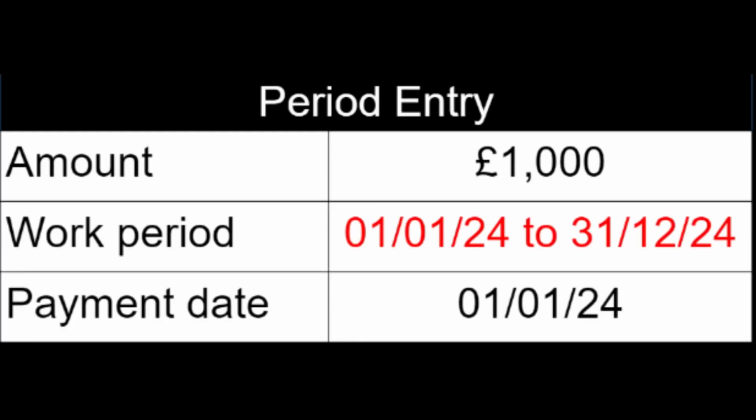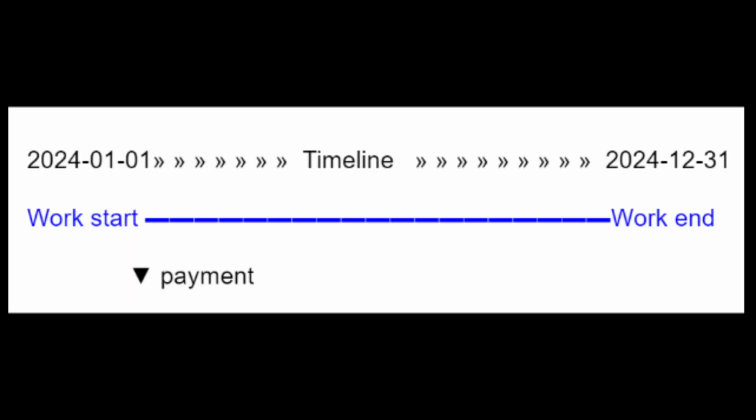There is a very simple solution to all this complexity that I call period entry. A single period entry encapsulates all the information in the invoice transaction, payment transaction, and the general ledger and supporting schedules. The best way to understand a period entry is through a visualization against a timeline.